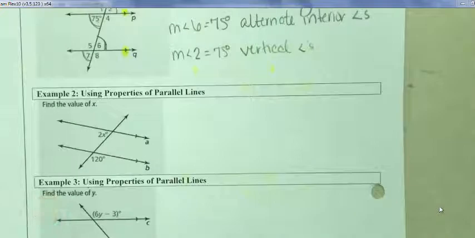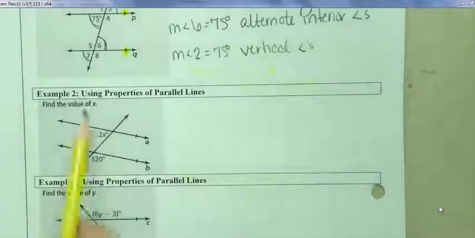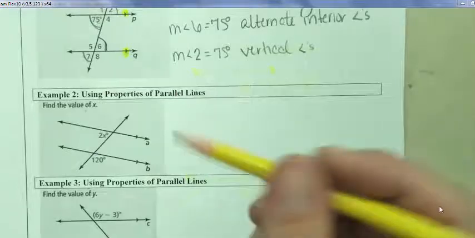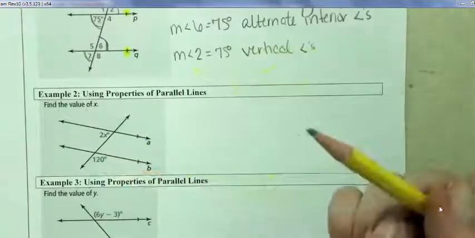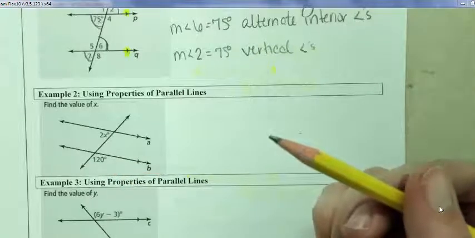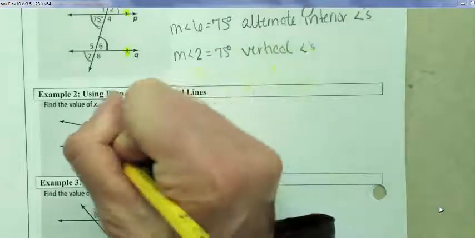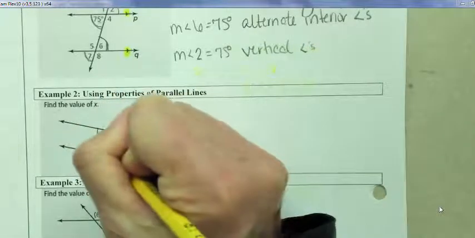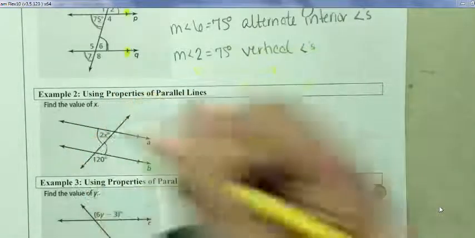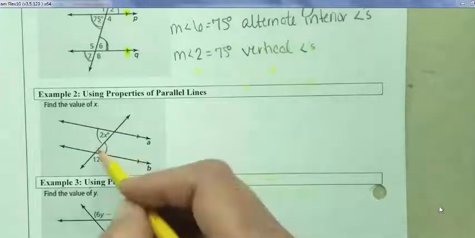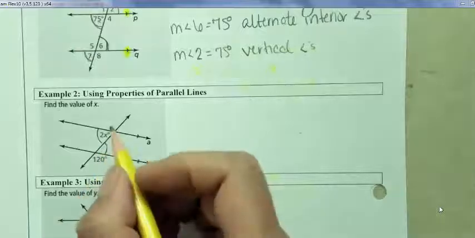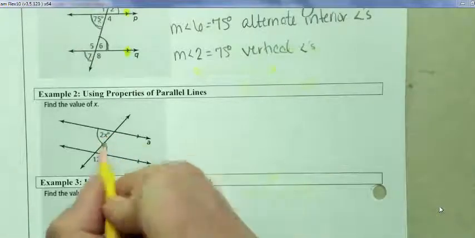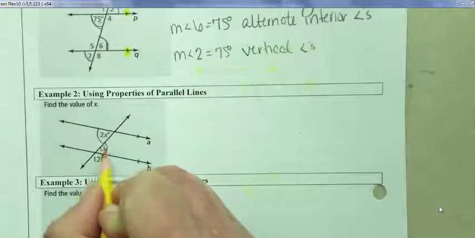All right, moving on to example 2, using properties of parallel lines. We're going to find the value of x. Let's see what I've been given. Again, I've been given two parallel lines cut by a transversal. So special angle pairs are going to be congruent. For example, this 2x is alternate interior angles with that angle, right? Well, how can I figure out what this angle is? How about I call this angle 1? Maybe that might be confusing. Let's call that y.